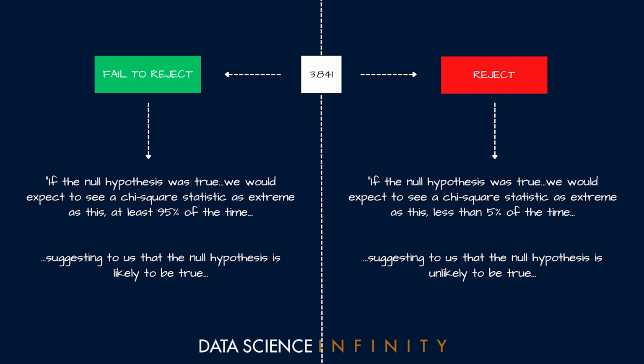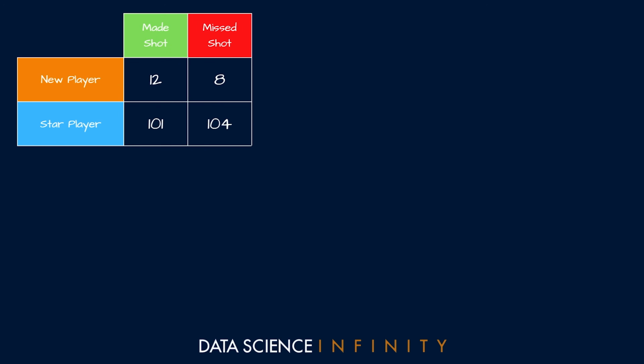We have our critical value, but we still need our chi-square statistic. So let's go and figure out what that is. For this, let's head back to our 2x2 matrix and discuss what we need to do from here. Firstly, let's add in the totals to our matrix here by just summing up the shots in each row and each column. So for example, for the new player, we have 12 plus 8 equals 20. And then say for the missed shots column, we have 8 plus 104 equals 112. Let's also add in the overall total number of 3-point shots as well. And you can see that at the bottom right of the table with a value of 225.